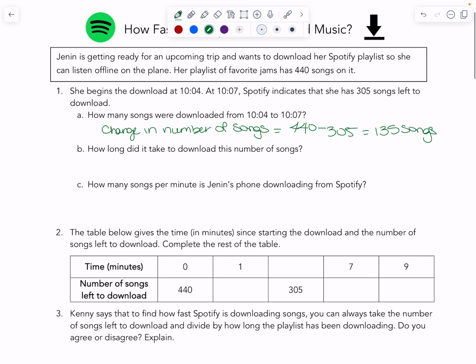Okay, how long did it take to download this number of songs? Go ahead and pause the video. Okay, so we're back. So the change in time is equal to 10:07 minus 10:04, which is 3 minutes.